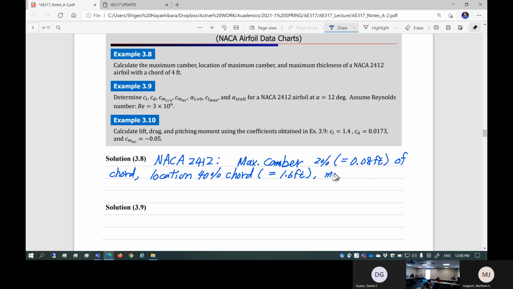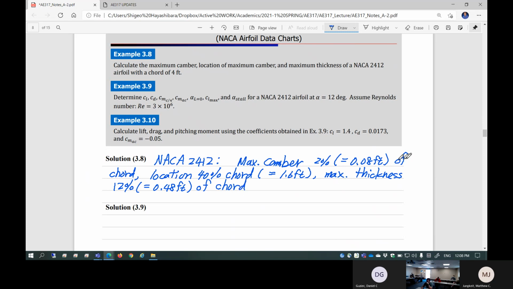And maximum thickness, which is 12%, yes, that's right. Maximum thickness, 12% chord, is 0.48 feet. Okay, so very simple. NACA 2412.